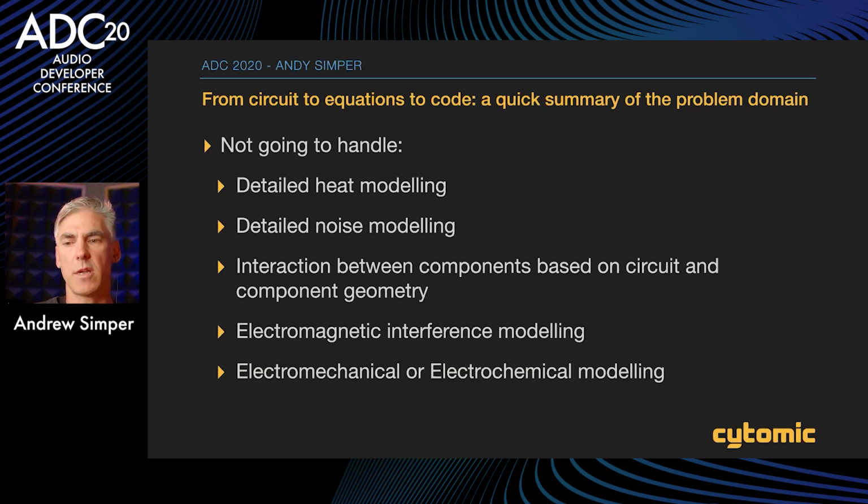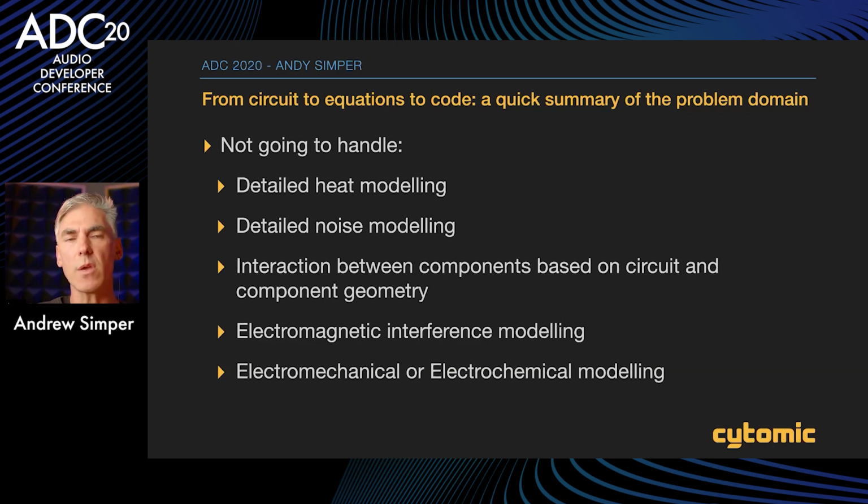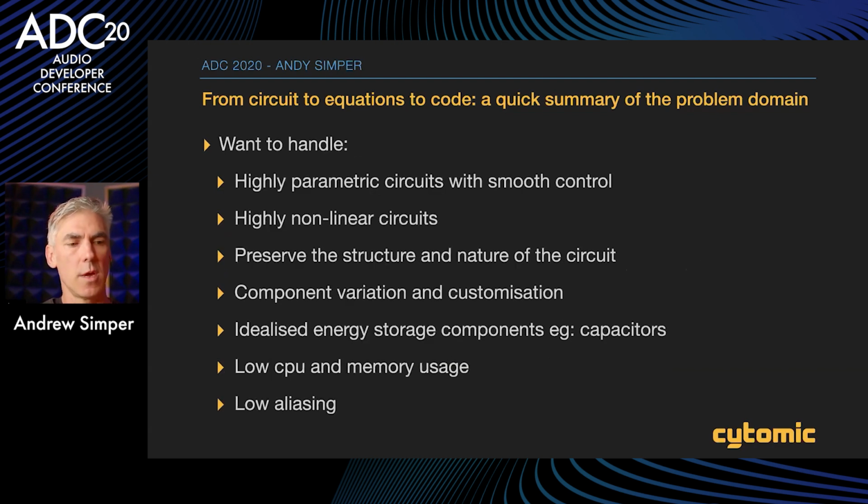So the interaction between components based on where they are in the circuit, and any kind of interference or electromechanical or electrochemical modeling, we'll just stick to the easy stuff to tackle to get you into it. But I just wanted to mention that with this stuff, it goes deep. I think in audio you can get a long way and get good results without having to go too deep like this. So what do we want to handle then?